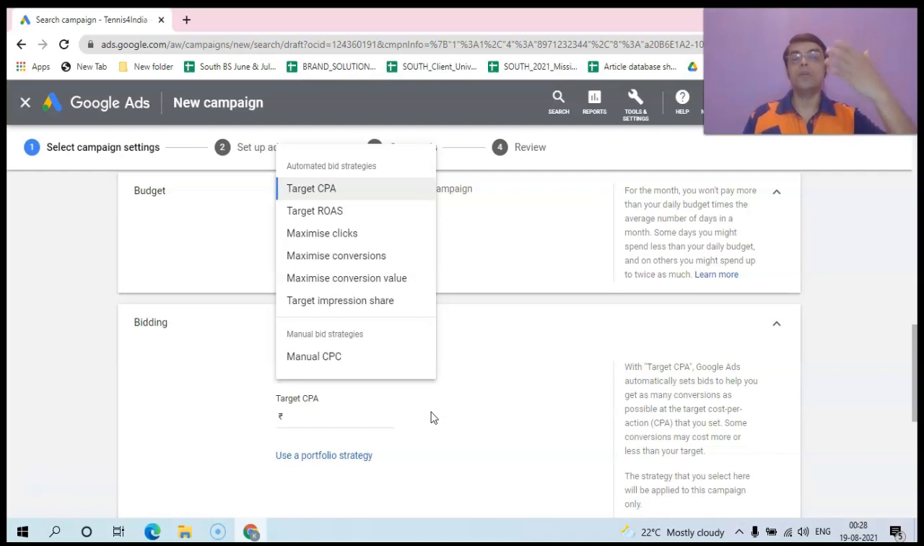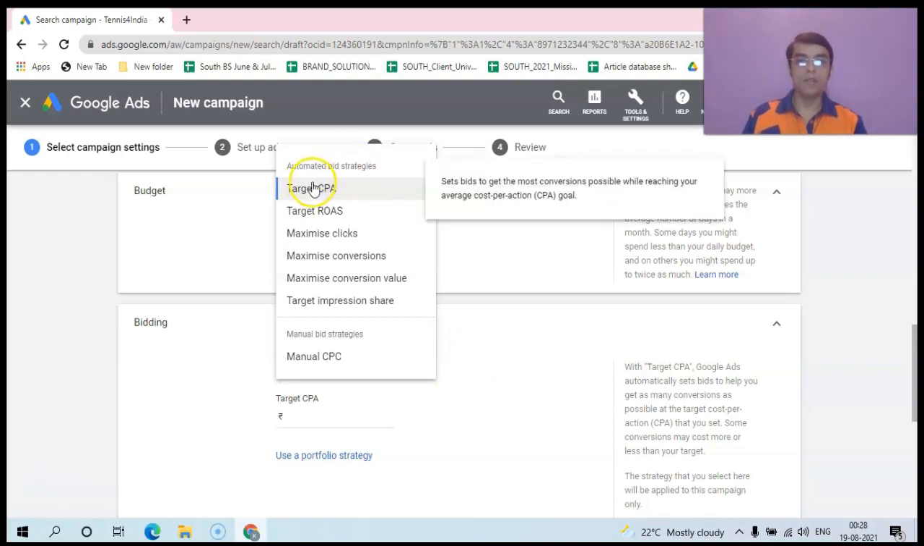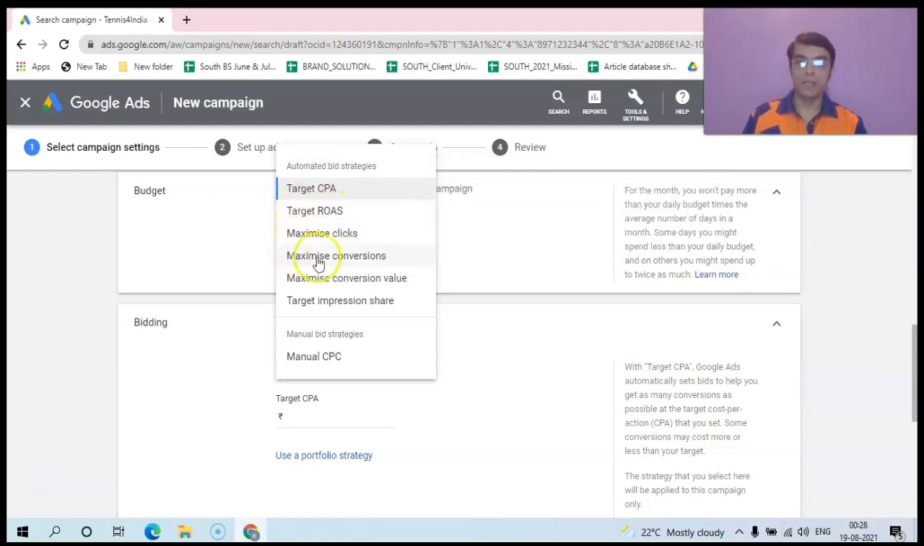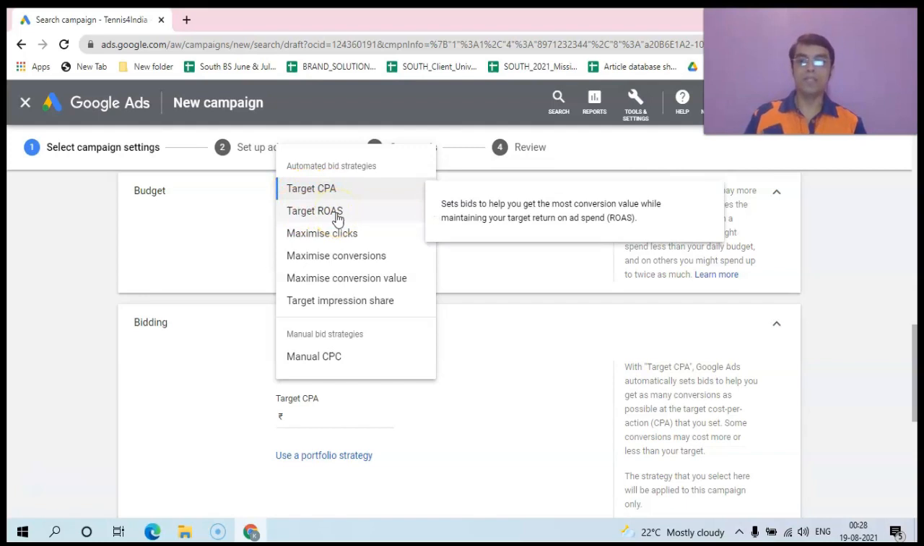You don't go to conversions directly. Basically, you first do manual CPC. Manual CPC is not pertaining to conversion, so to say. Manual CPC is basically how much you are paying per click. But in automated bid strategies, you will have all these conversion bidding strategies: target CPA, target ROAS, then maximize conversions, which of course is part of the target CPA only. So target CPA and target ROAS are all conversion-based bidding strategies.